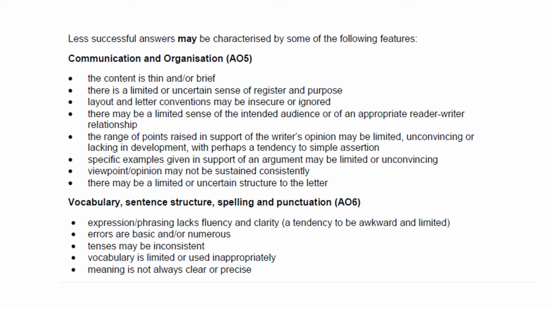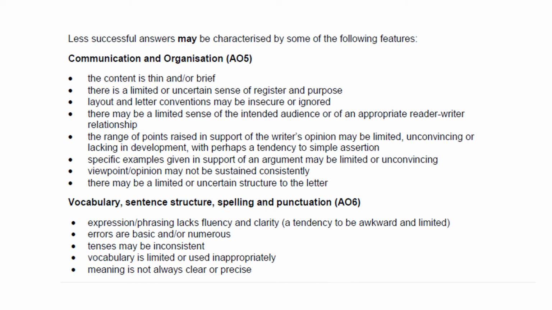Equally, the exam board have provided the responses that are less successful. You notice there they say content is brief. That means then that there's not much written on the page. Students with only half a side of writing, for example, would fall under this. Or equally, if you tend to do really short paragraphs all the time with only 1 or 2 sentences in each one. There is a limited or uncertain sense of register and purpose.